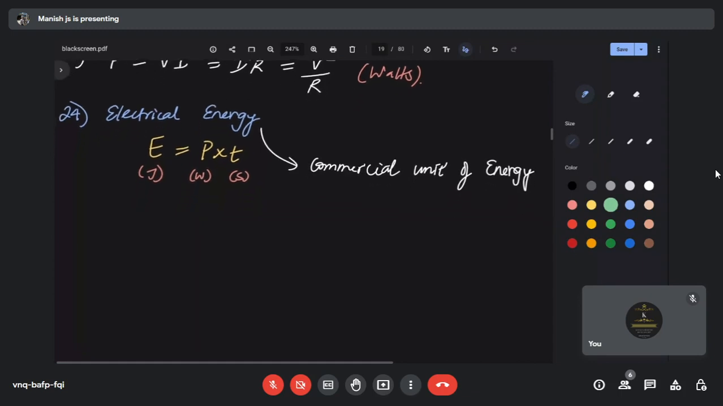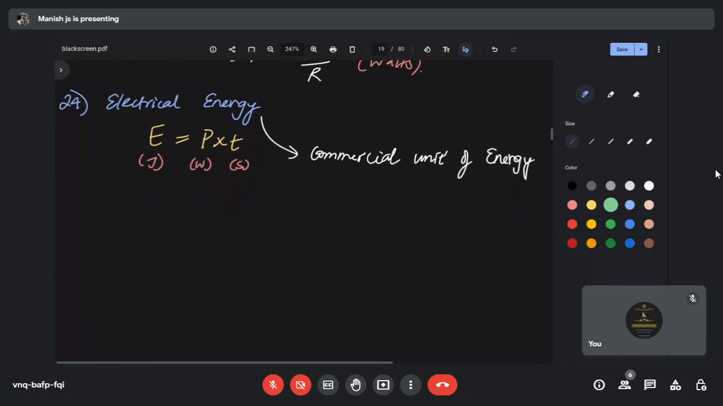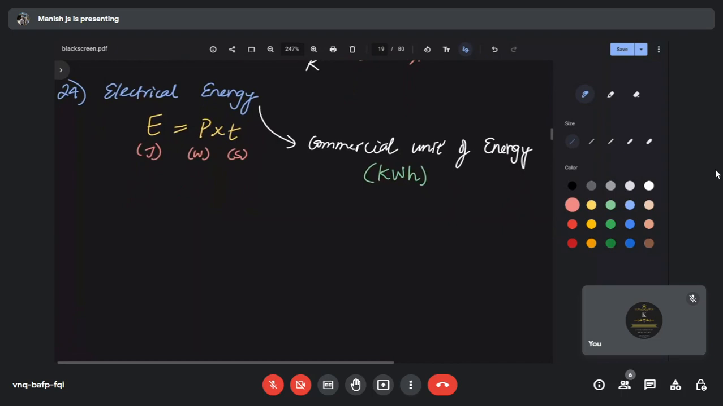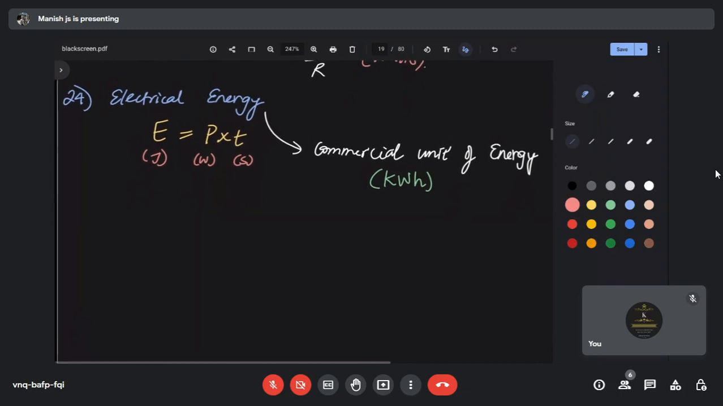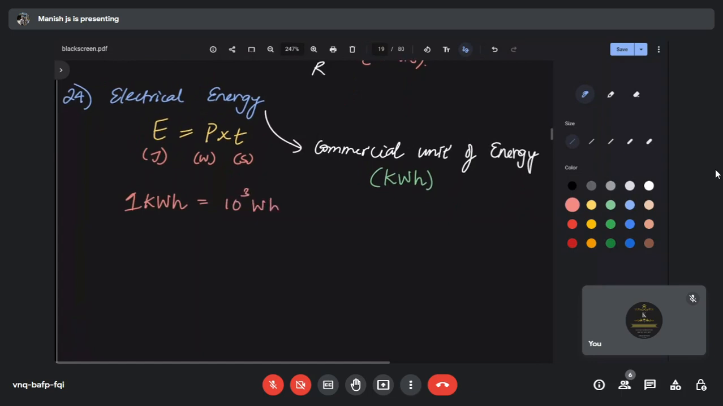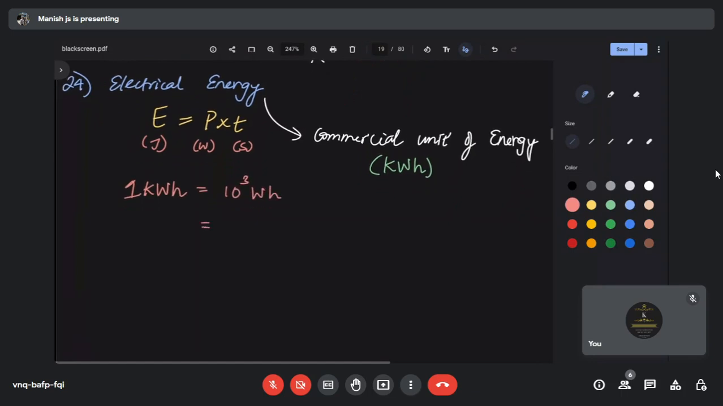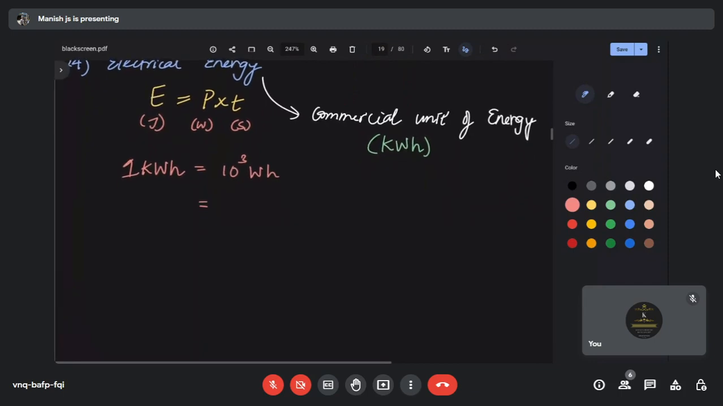So the commercial unit of energy is expressed in terms of kilowatt hour. Based on the number of kilowatts of electricity that we use every hour, we get a monthly electricity consumption. So that's kilowatt hour. You can simply express 1 kilowatt hour as, kilo is 10 to the power 3 or 1000, so 1000 watt hours.